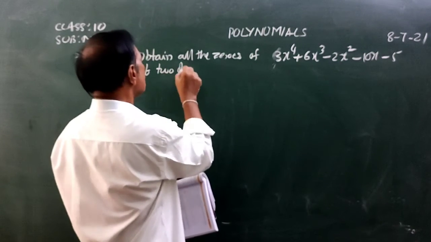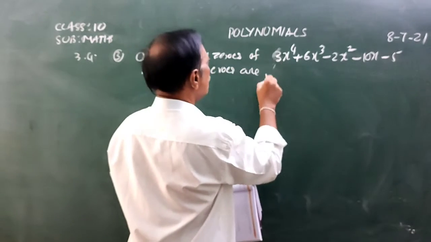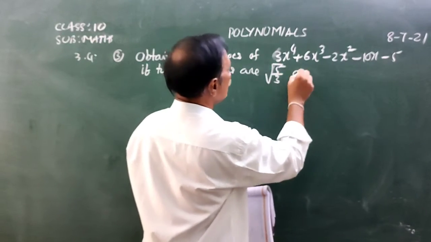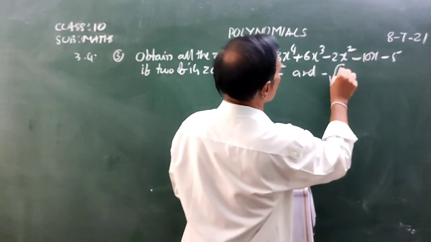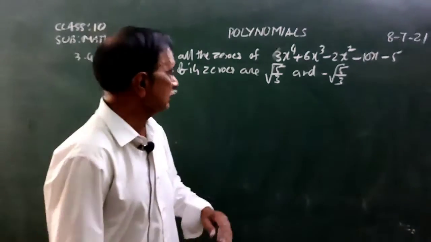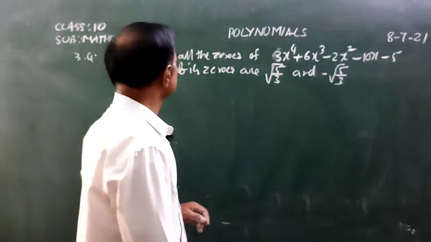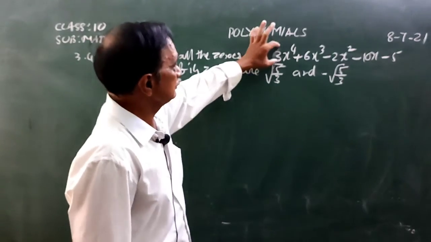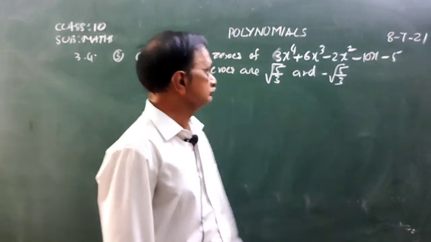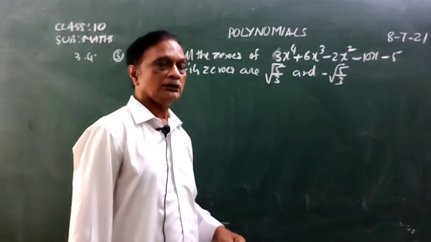if two of its zeros are root 5 by 3 and minus root 5 by 3. So it is similar to the problem example 11. So here it is a fourth degree polynomial and we have 4 zeros for the fourth degree polynomial.